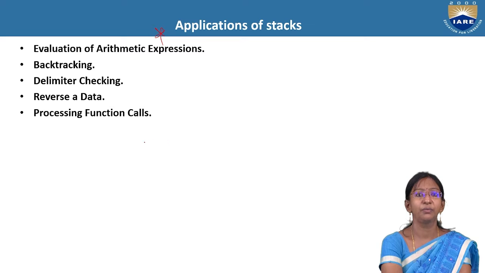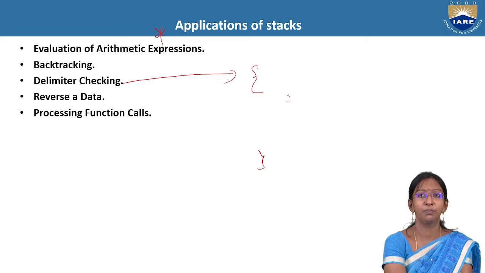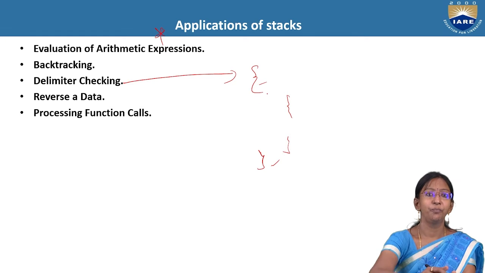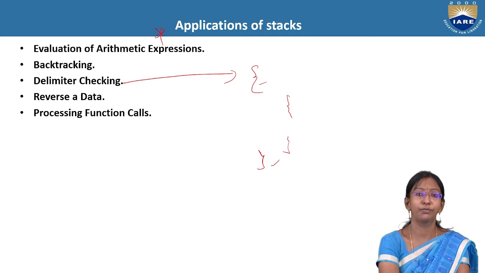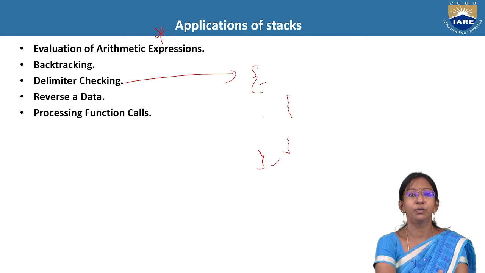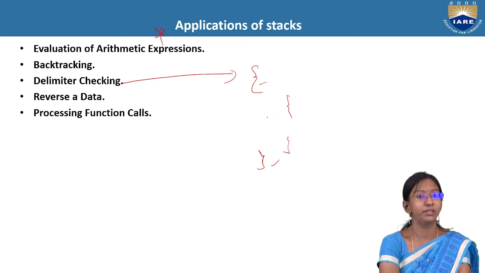Delimiter checking, that is parenthesis. If you are familiar with C programming or C++, you know that every open bracket must have a closing bracket. That is the starting point of a compound statement and the end. They are the delimiters of any compound statement, right? So using stacks, we can check whether it is balanced or unbalanced. If you want to reverse data, or if you want to work with functions, all the function calls and return addresses are stored in a stack. Recursion, that is a function calling itself, is the best application of stacks.